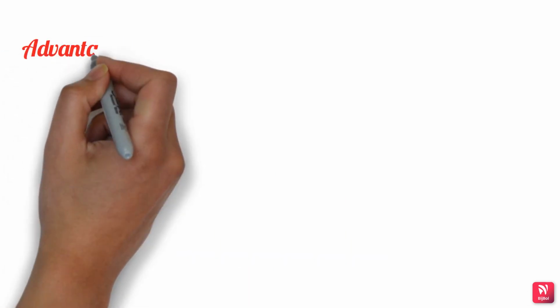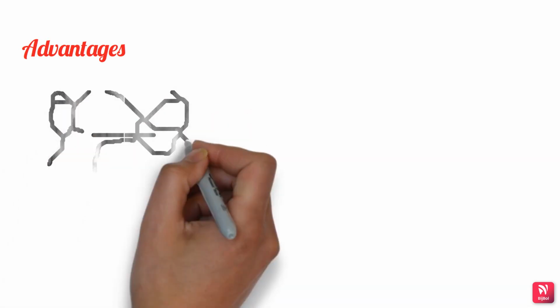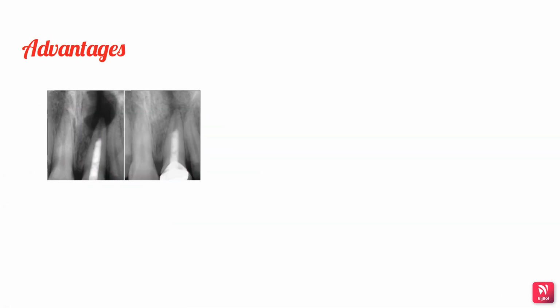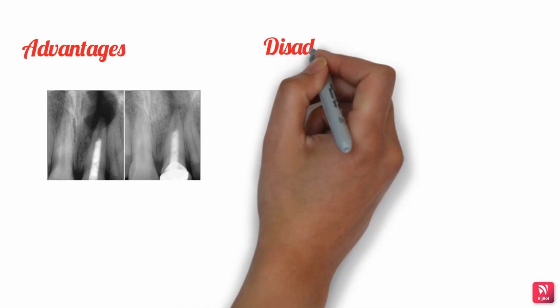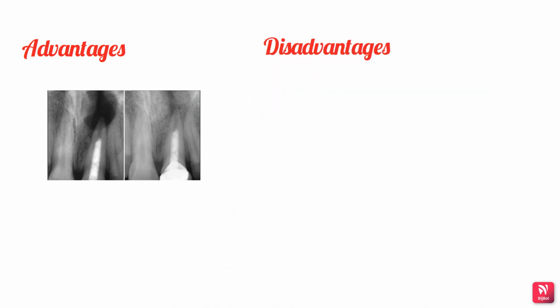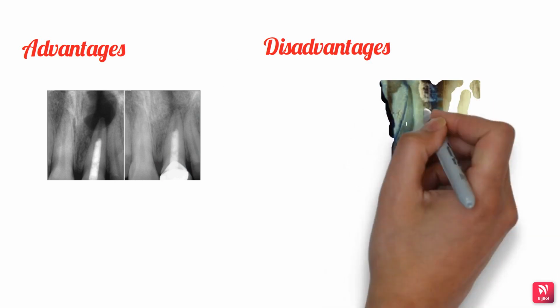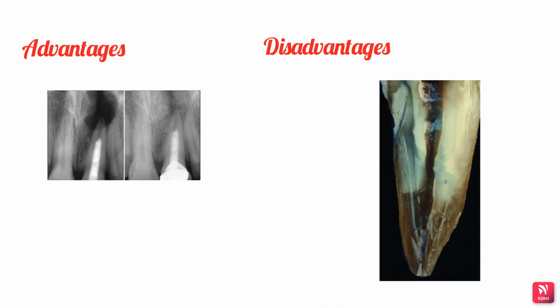If you see the advantages of calcium hydroxide, it will inhibit root resorption and stimulates periapical healing, encouraging remineralization. And the disadvantage is that it is difficult to remove from the canals, and it has no effect on severity of post-obturation pain.